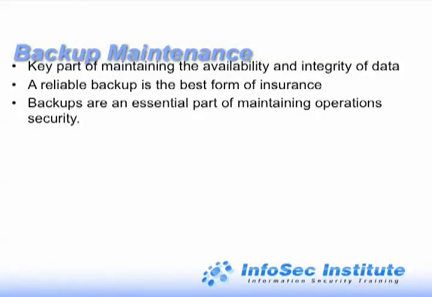Okay, backup maintenance. A key part of maintaining the availability and integrity of data is reliable backup. This is the best form of insurance, because if your data goes out, if your data dies, it's going to minimize the damages that you're going to have. For example, if your server goes out.